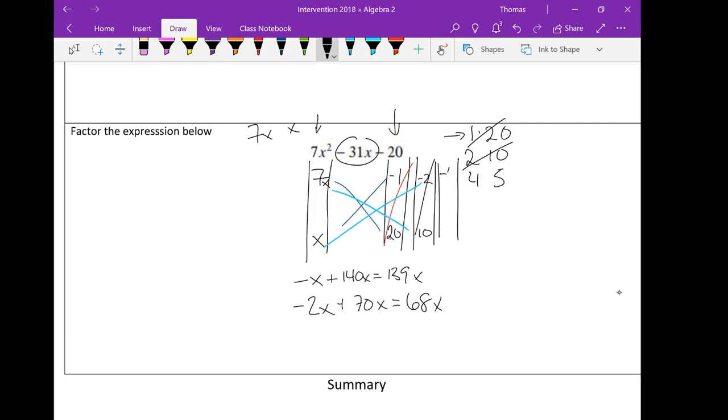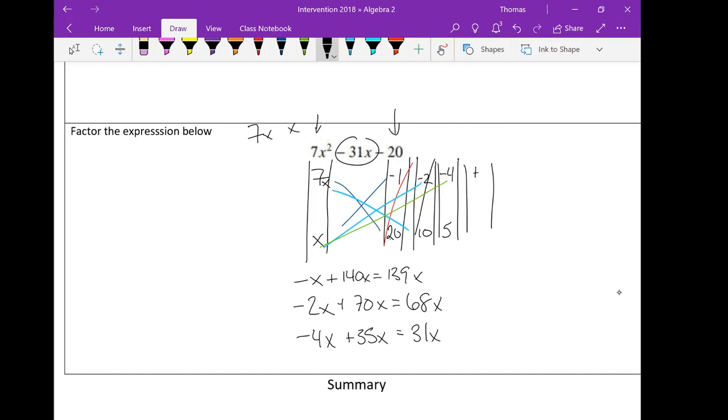Again, I'm just going to do -4 and positive 5. Multiplying -4 and x, that gives us -4x. And then multiplying 7 and 5, that gives us positive 35x. And then that gives us a total of positive 31x. Okay, so this time we're actually pretty close. It's the right number, just the wrong sign. So if I'm going to have to make one more guess, I need to change the signs of these.